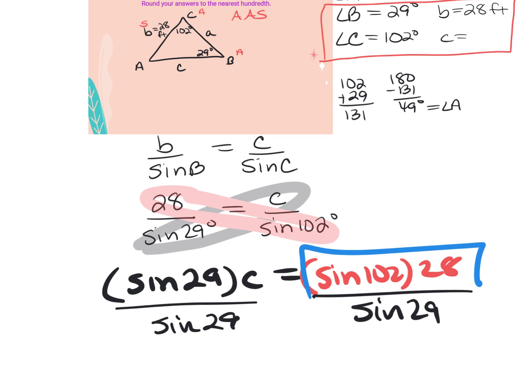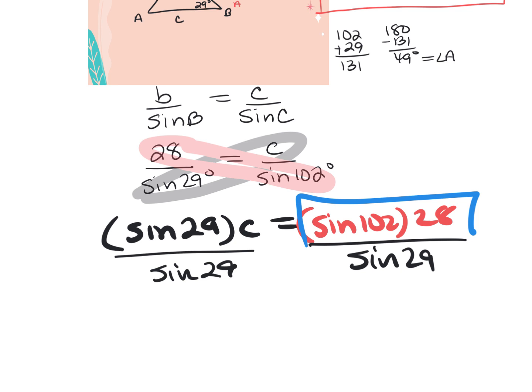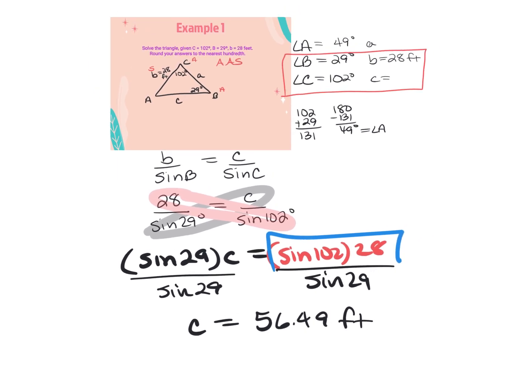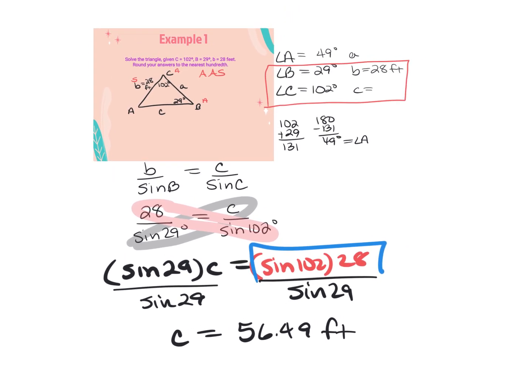So once you do this, you should be getting that side length C is equal to, and we're going to round to the nearest hundredth, 56.49 feet. Now, this gave me little c, so this is 56.49 feet. Now I have to work on finding the lowercase a.